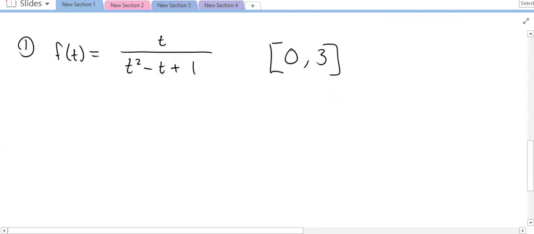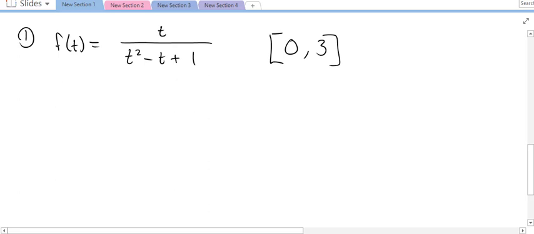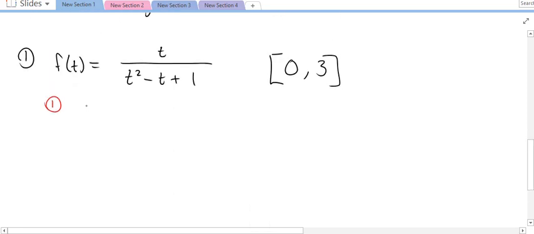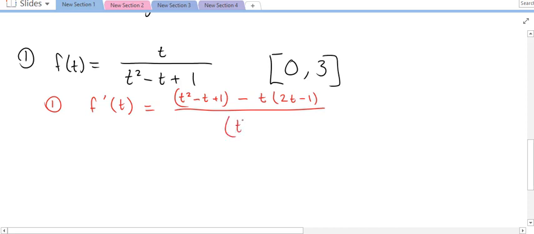So f of t is this function here, t over t squared minus t plus 1. Now, if we're going to start this off, we need to start by finding the critical numbers. So we need to take the derivative and set it equal to 0 and find the critical numbers. So we'll take low times the derivative of the top, which is just going to be 1, minus the top times the derivative of the bottom. So we get 2t minus 1 there. And then we're going to have t squared minus t plus 1 quantity squared.